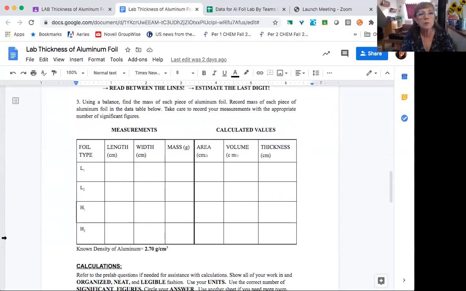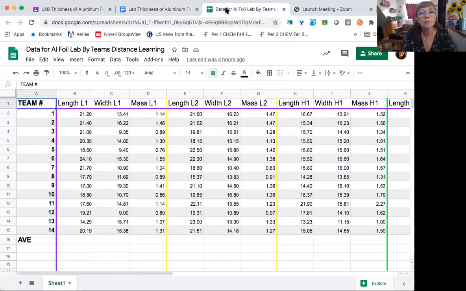Today you were supposed to work with your lab partners and fill in the light foil 1 and light foil 2, the different pieces of foil, length, width, and mass, with the height, the heavy foil 1 and heavy foil 2 as well. I use an example with some data that I got from here.